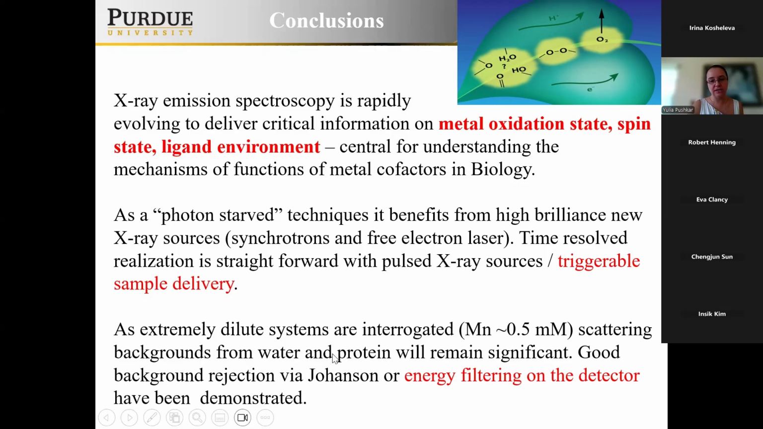And as you see here, we were talking about rejecting the background. You saw that the Johansson technique has good background rejection, but it has other shortcomings: very complex instrumentation and very new. I think that's the first demonstration of energy filtering on the detector for X-ray emission application at the synchrotron.